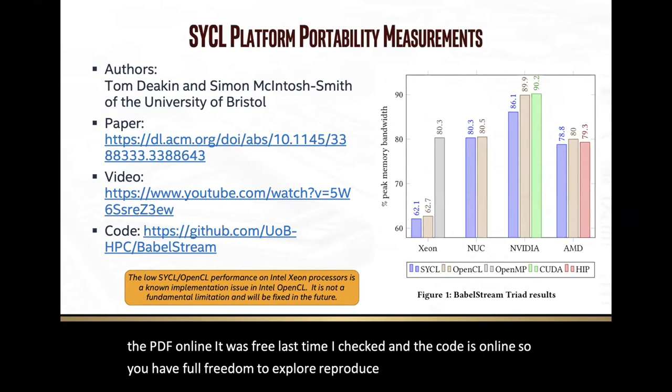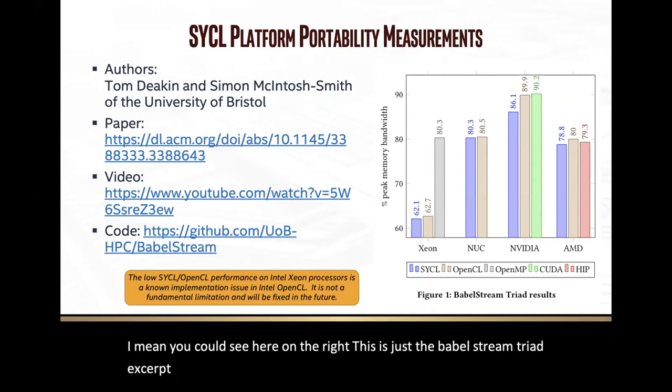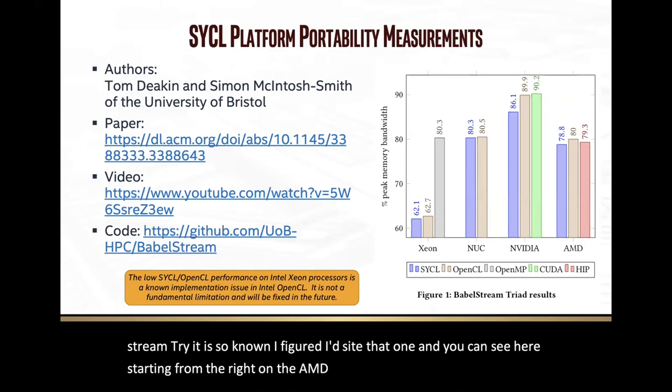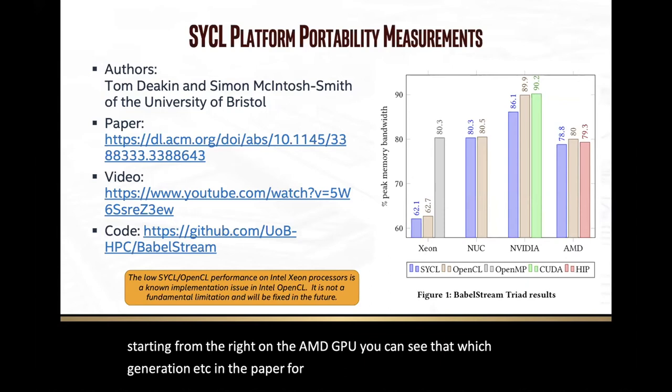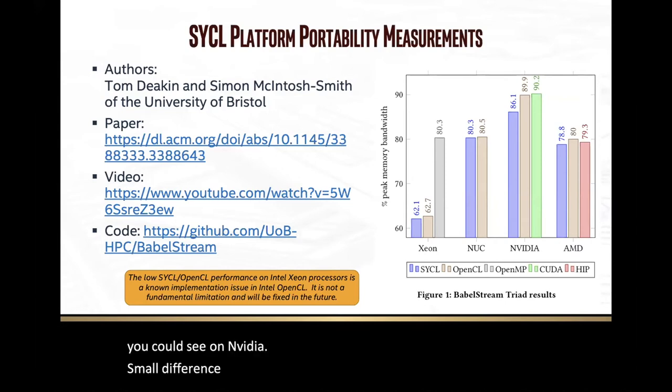And you can see here on the right, this is just the Babel stream triad excerpt from the paper. They had some other numbers, but stream triad is so well known, I figured I'd cite that one. Starting from the right, on the AMD GPU, see the paper for which generation, et cetera. On the AMD GPU, you see negligible difference between OpenCL, SYCL, and HIP. On NVIDIA, there's a small difference, about 5% from SYCL relative to OpenCL and CUDA.